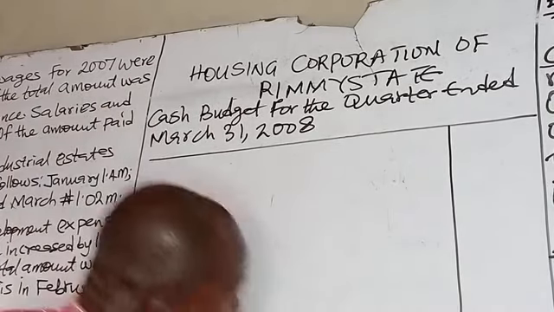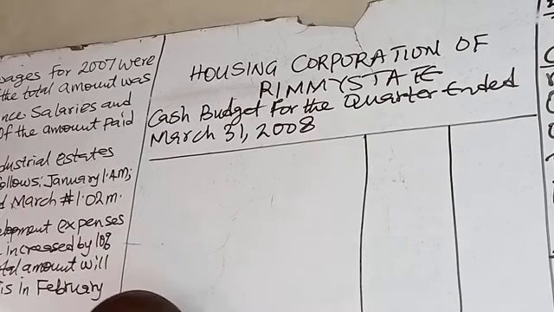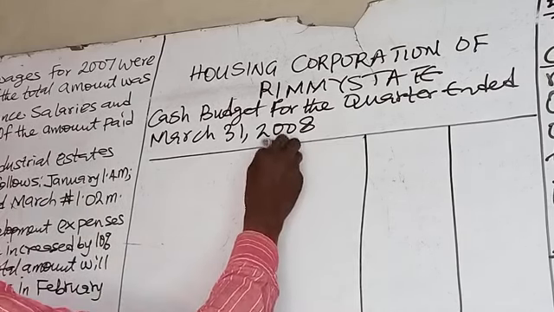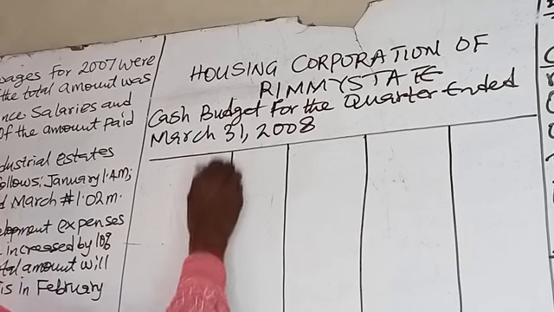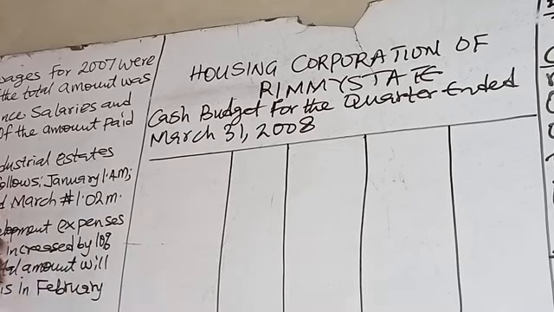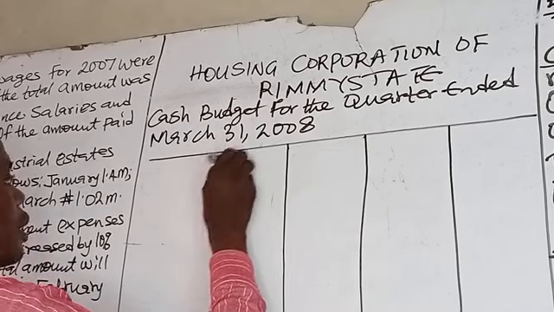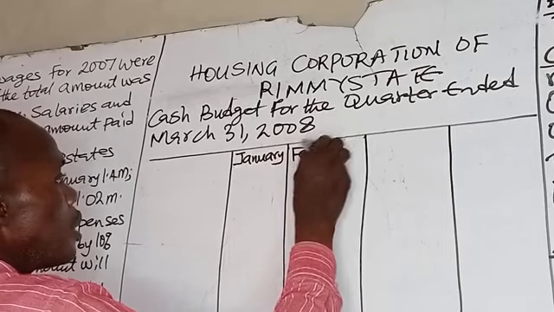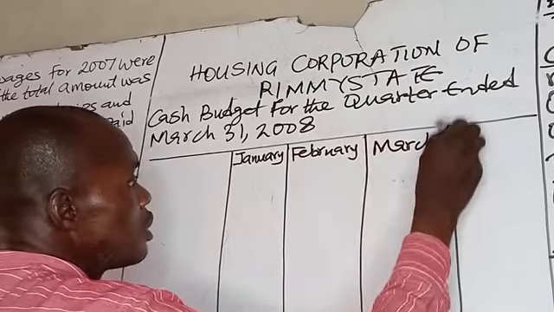Let's have this column for total. This is for the month of March. This is for the month of January. This is for February. We have January, we have February, we have March. Then total.